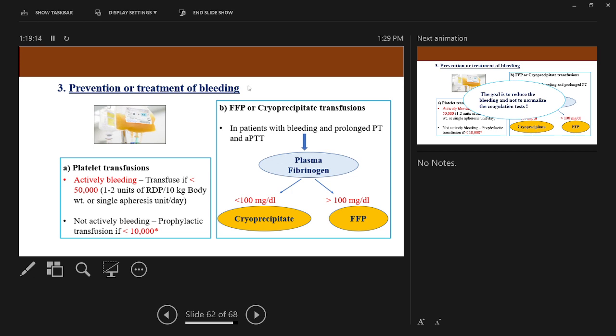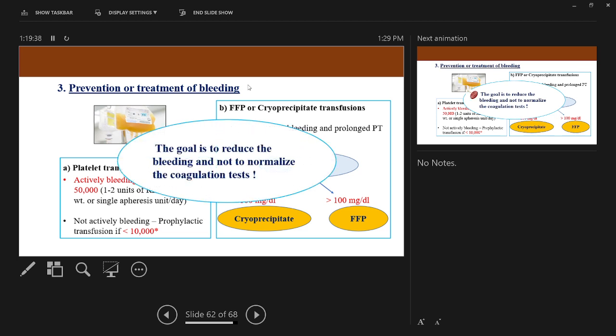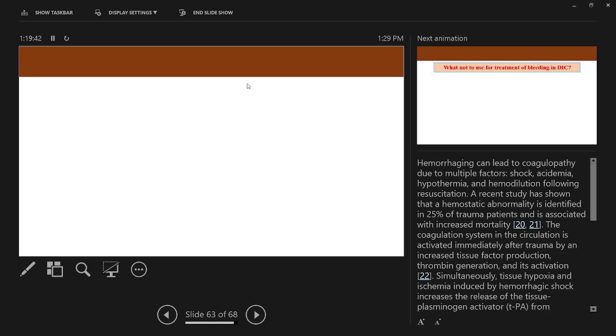In such a case, look at plasma fibrinogen levels. If it is less than 100, go for cryoprecipitate, because cryoprecipitate has a very small volume, just 10 to 20 ml, but a very high content of fibrinogen and factor 8. As I have previously mentioned, 1 unit of cryoprecipitate contains 200 mg of fibrinogen and 100 units of factor 8. If it is more than 100 milligram per deciliter, then go for FFP transfusion. The goal is to reduce the bleeding and not to normalize the coagulation tests in patients with DIC.